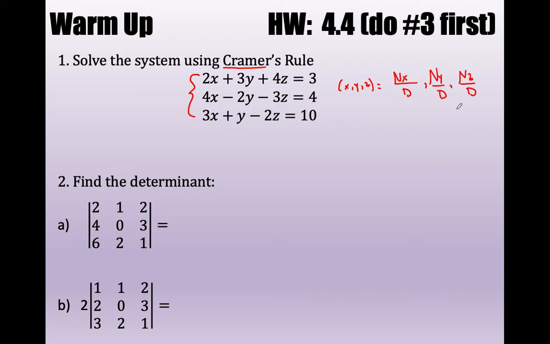This is my language, so I'll tell you what each one means. D is for denominator and N is for numerator. The denominator, also D for determinant, is the determinant of the coefficient matrix. And N sub whatever is also a determinant, but a determinant of a manipulated matrix. I'll show you what I mean by that.